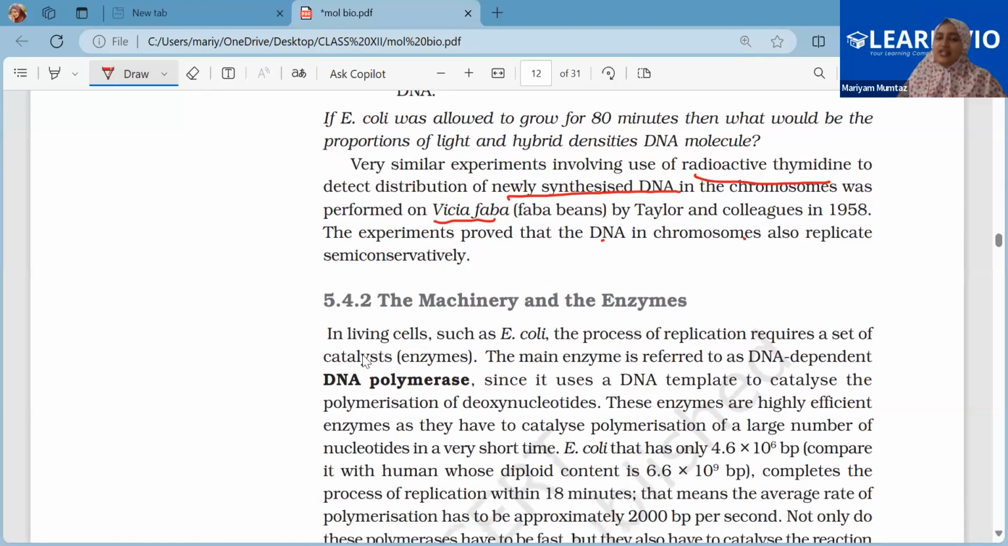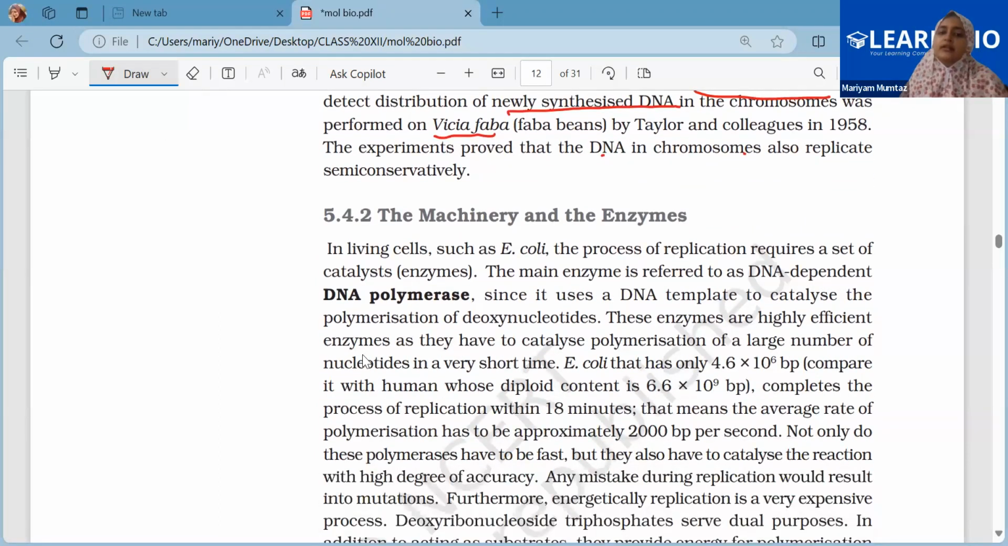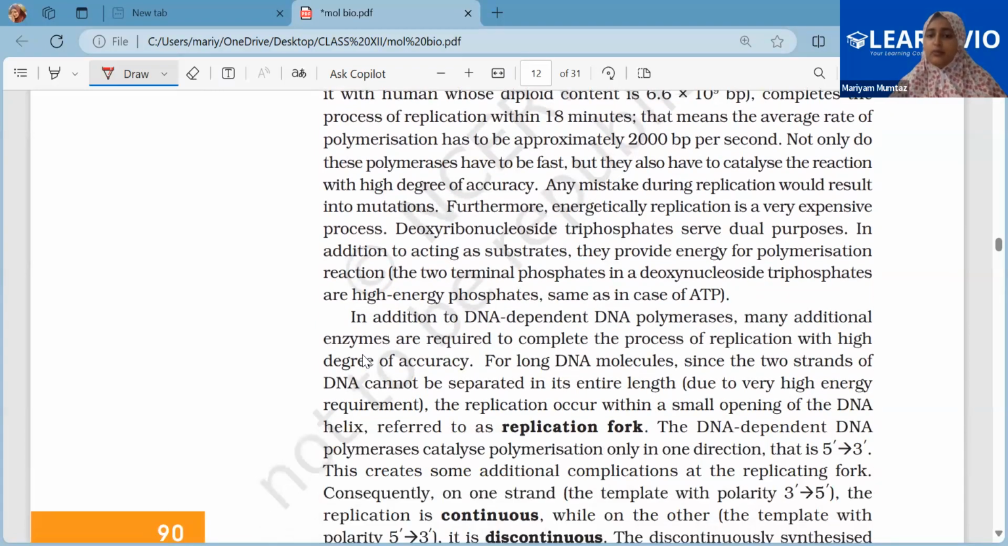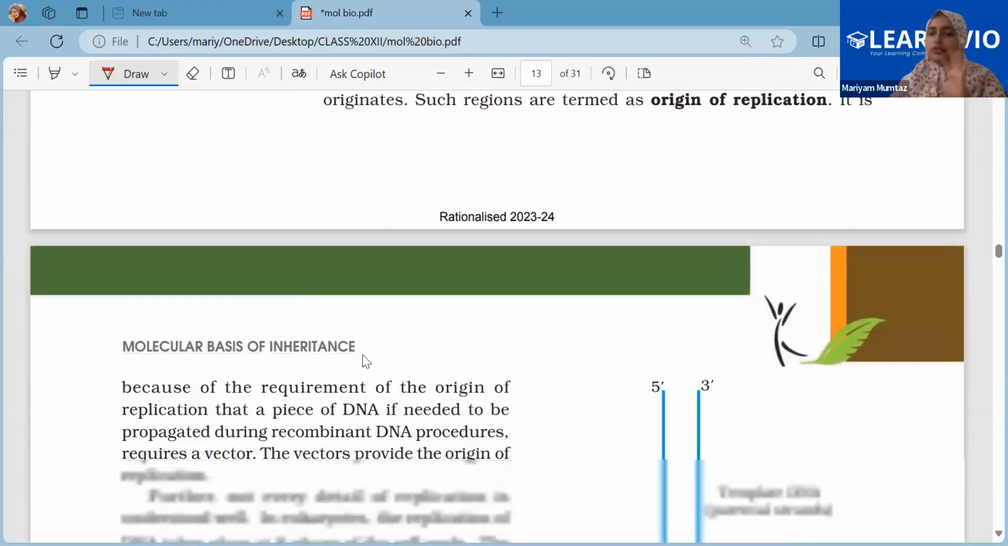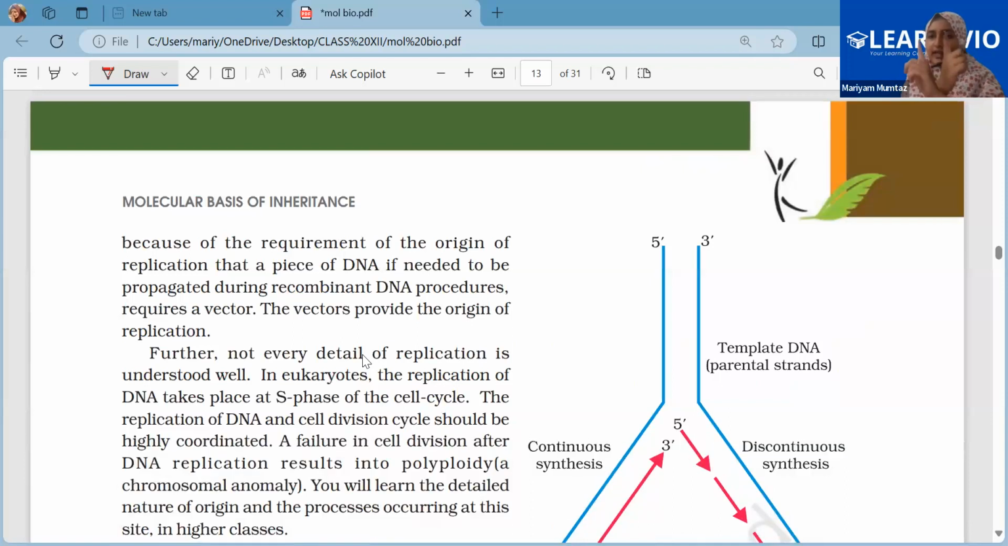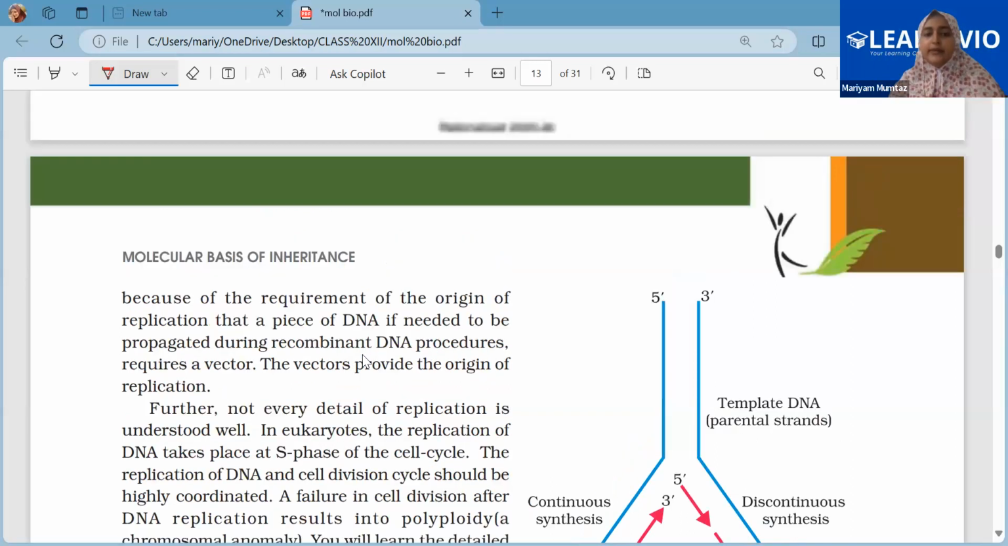All right, now the machinery and the enzymes. Now we'll talk about how the DNA replication happens. What are the things that go behind? Now you know the basic concept. If the DNA is double-stranded and it is helical, so for example, if this is the helix, during the time of replication, it will open like this, and each of them will synthesize their own DNA, and this will be the parental DNA. Okay.